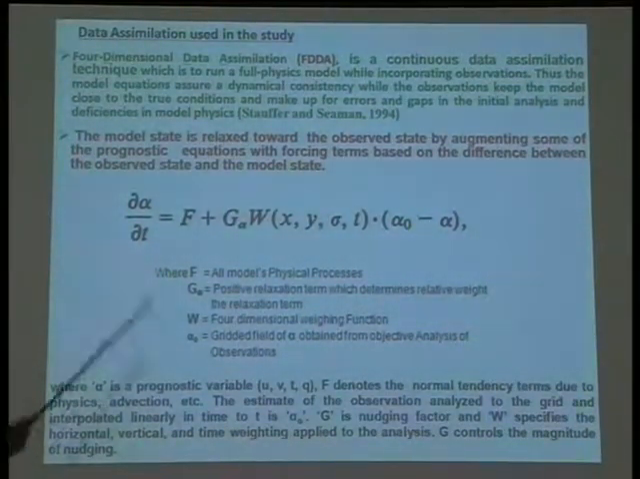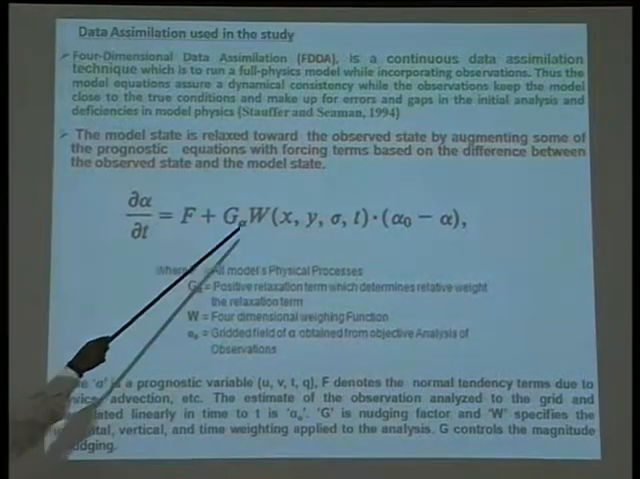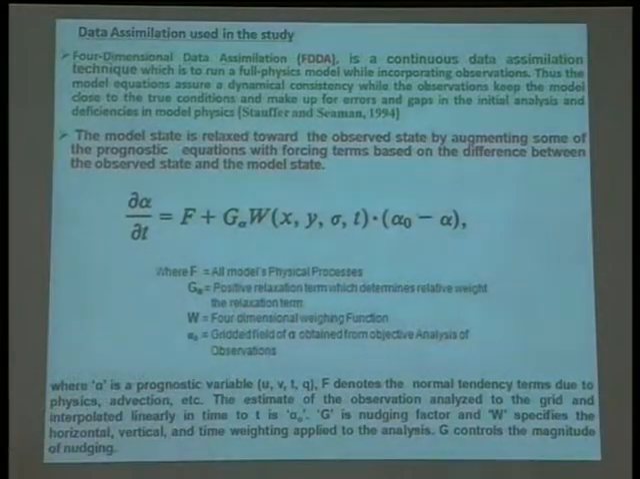This is the equation. This is the predictive variable. This is the tendency term due to the physics. This is the nudging term, the weighting coefficient with respect to space and time.